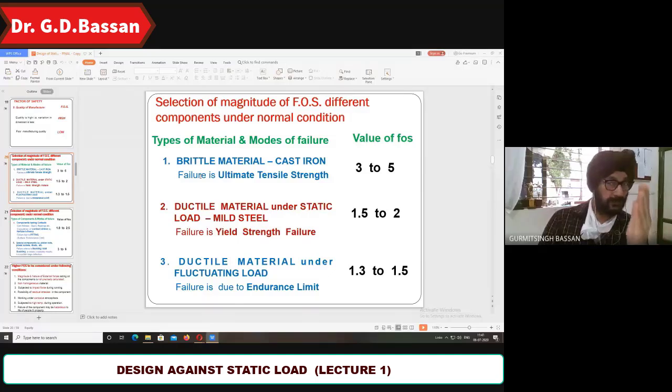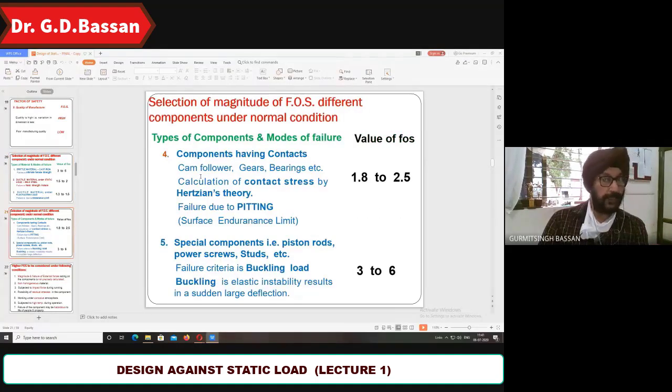Fourth one is having direct contact, that is calculation by the Hertzian theory, and the failure takes place due to pitting. Value is 1.8 to 2.5. And the fifth one is the special components, that is piston rod, power screw, studs, etc. They fail because they are long components, and due to the load, sudden or large deflection takes place, that will cause buckling.